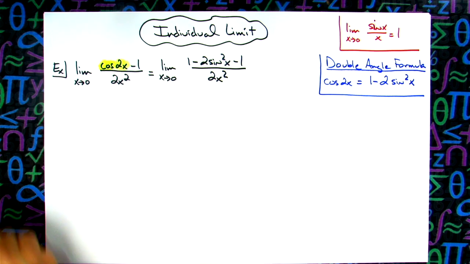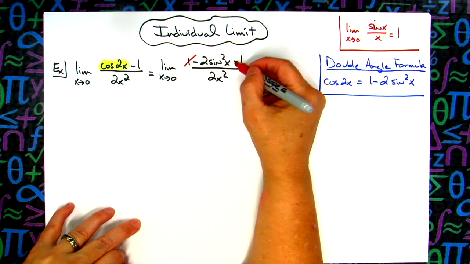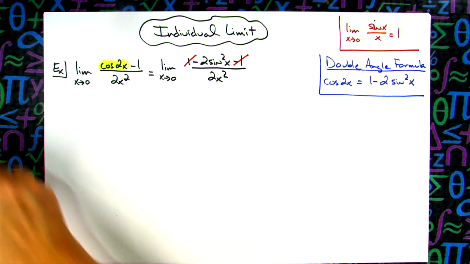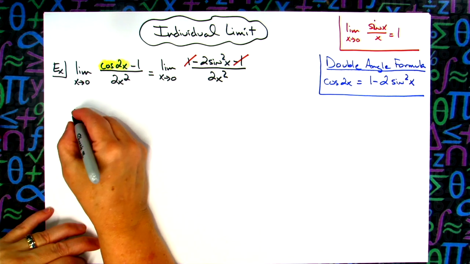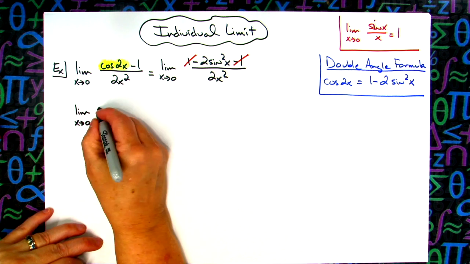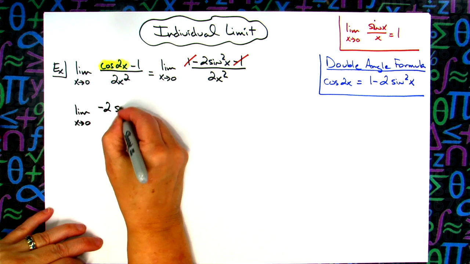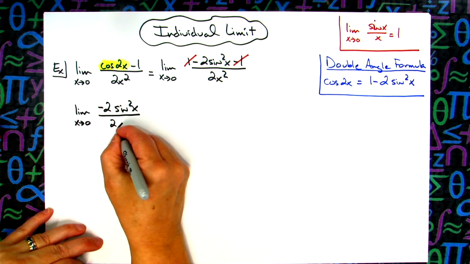All right, now from there, I'm going to take a look at those two ones. This is a negative one. This is a positive one. So those two things are going to cross out. I think I'm going to go ahead and rewrite just to keep this a little bit neater. We're going to have the limit as x approaches 0. We'll have a negative 2 sine squared x all over a 2x squared.